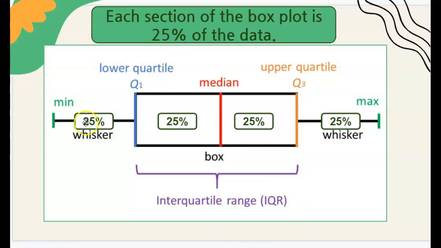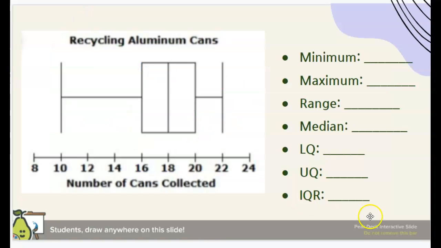One thing to remember is that each one of these sections is actually 25% of the data. A box plot is really just a summary of the data. It doesn't tell you all the little pieces. It just gives you a summary. And that summary is actually telling us that from the minimum to the lower quartile is 25% of the data, 25% of the data, 25% of the data, and 25% of the data.